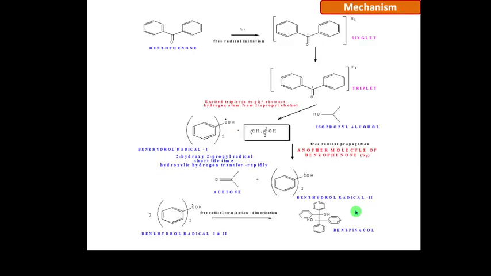So what is the mechanism involved in this photolysis? You can take the example. Benzophenone on photolysis gives a free radical mechanism, as I already pointed out. It goes to the S1 singlet state, which can be transferred to the T1 triplet state. Clearly note that this S1 to T1 transformation is called intersystem crossing.